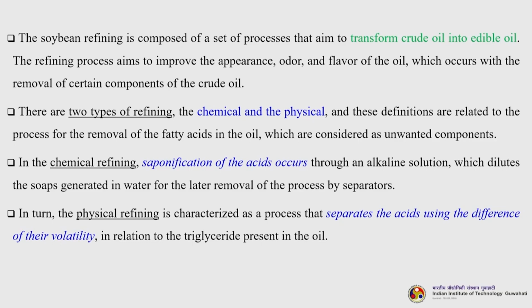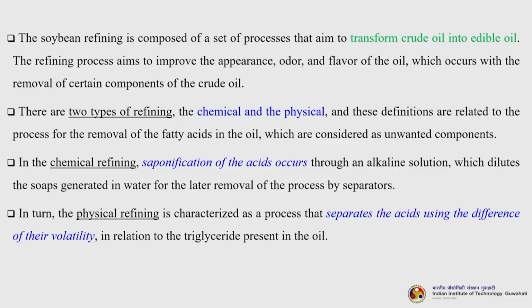Now, there are two types of refining process. The first is chemical and the second is physical, and these definitions are related to the process for the removal of the fatty acids in the oil, which are considered unwanted components when we talk about final consumption. In chemical refining, saponification of the acids occurs through an alkaline solution, which dilutes the soaps generated in water for later removal by various separators.